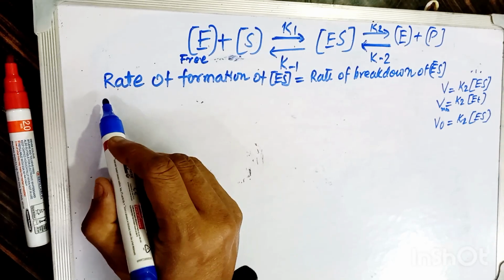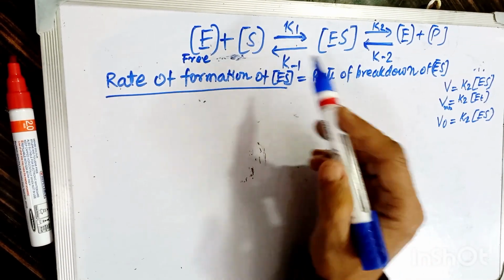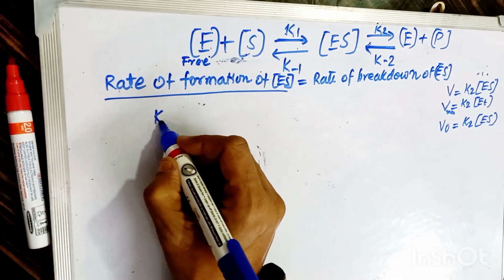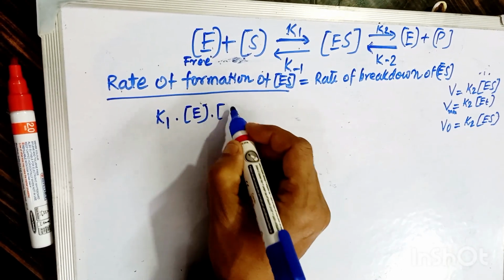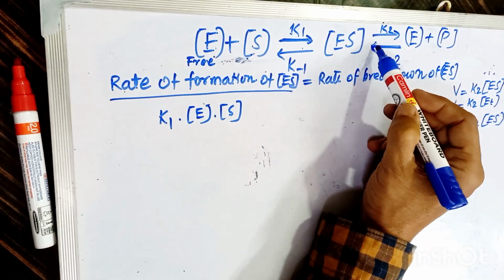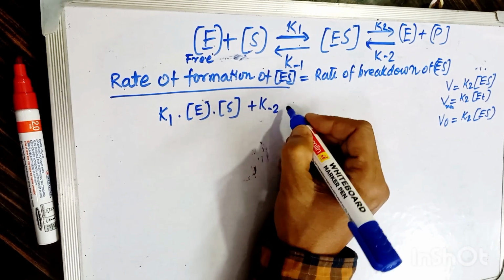Now the rate of formation of ES. What is the rate of formation of ES? The rate of formation of ES is equal to K1 into E into S. This is the forward reaction, plus K minus 2 into E into P.